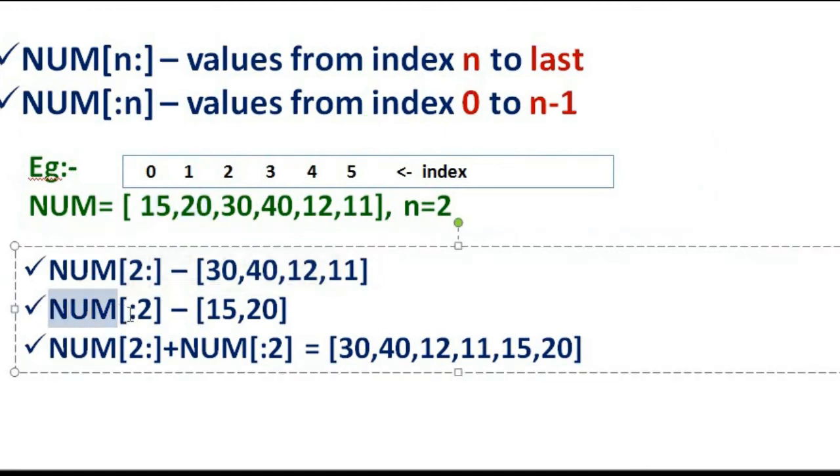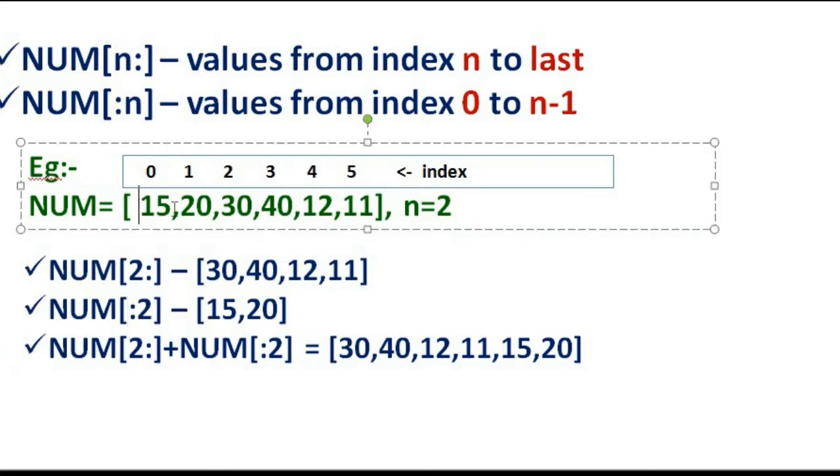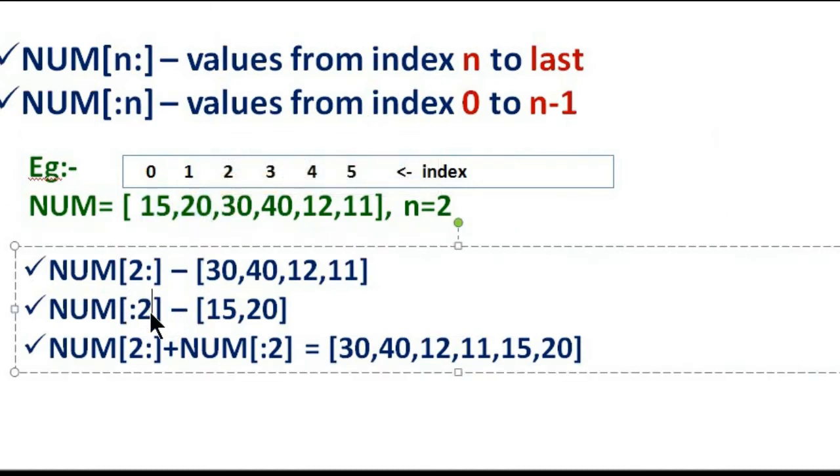Then to slice this first part, what you have to give? The num list. Then what is the start value? It starts from the first element, so no need to give the start value. Then colon. Then what will be the stop value? We need the first two elements, that is up to index 1. So we need to give the stop value as 2. If you give stop value 2, it will extract up to index 1. So what you will get? 15, 20. Okay. Then we need to add these two lists. You will get the result like this.